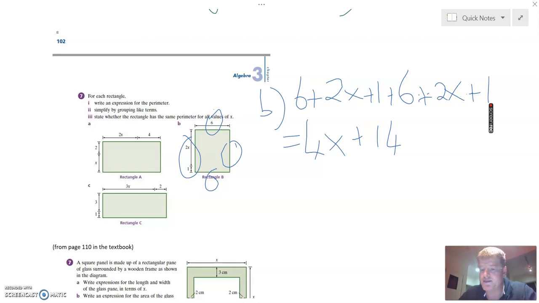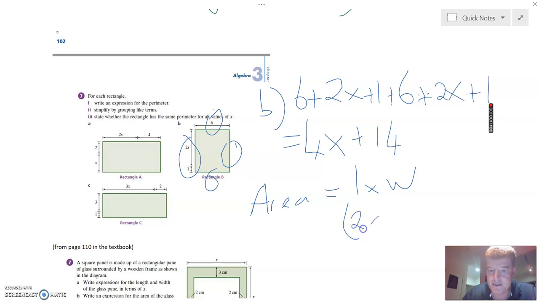As well as doing the perimeter, let's have a quick look at the area. It doesn't actually ask us, but rather than doing number 3, let's have a look at the area as well, because this is an interesting thing. The area of a rectangle is length times width. So in this case, the length is 2x plus 1, and the width is 6.